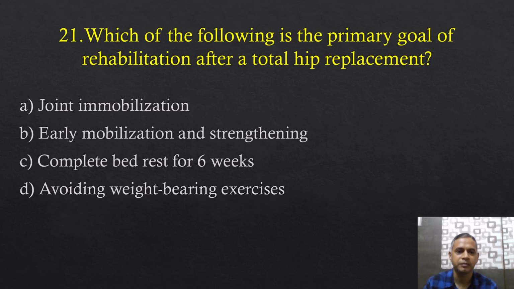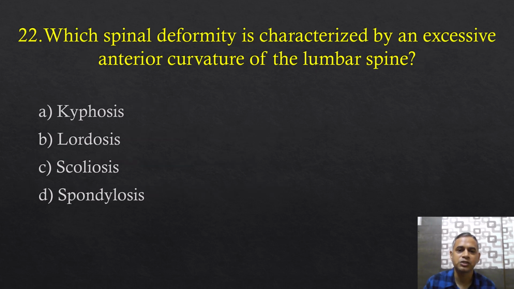Number 22. Which spinal deformity is characterized by an excessive anterior curvature of the lumbar spine? A. Kyphosis. B. Lordosis. C. Scoliosis. D. Spondylosis. So the answer is lordosis.